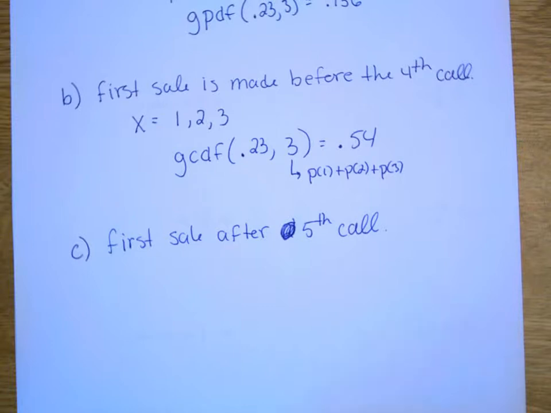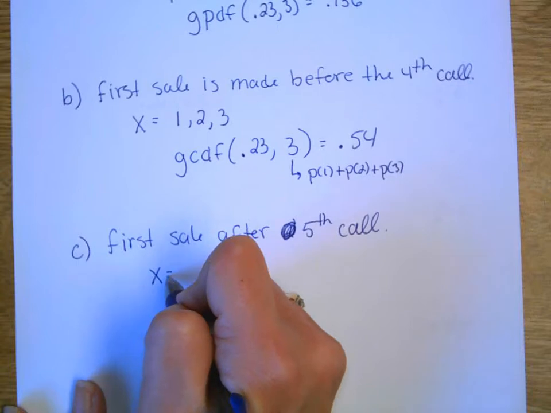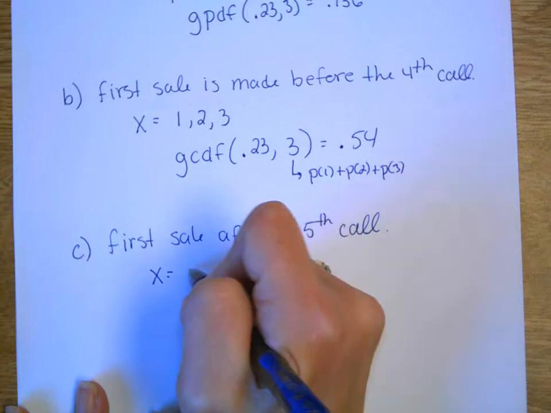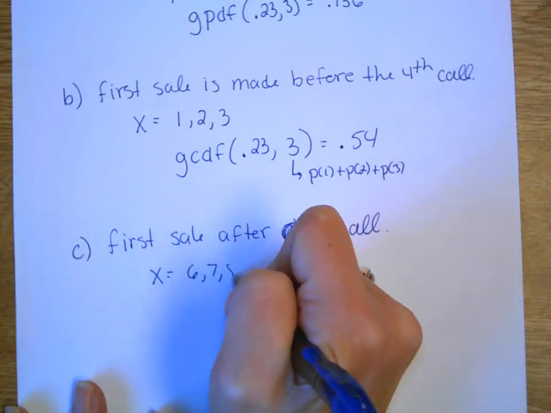Another letter. All right, so what does after the fifth call mean to you? Where am I looking for my first success to happen? After the fifth. So 6th, 7th, 8th, 9th, 10th, 11th, on and on and on. So after the fifth would be 6th.